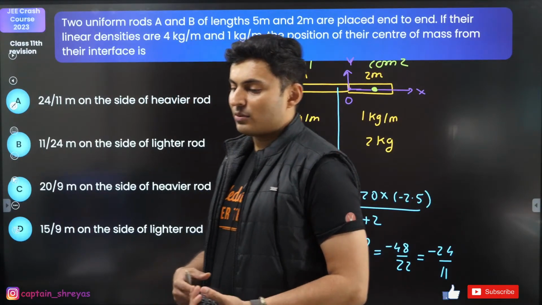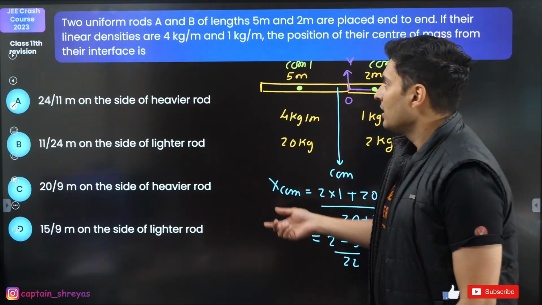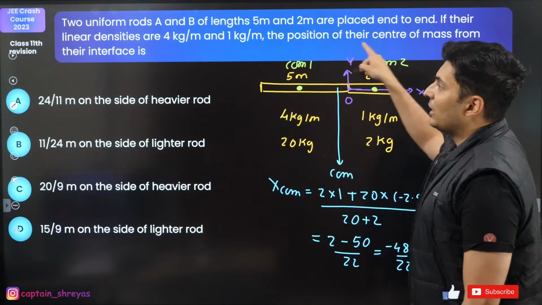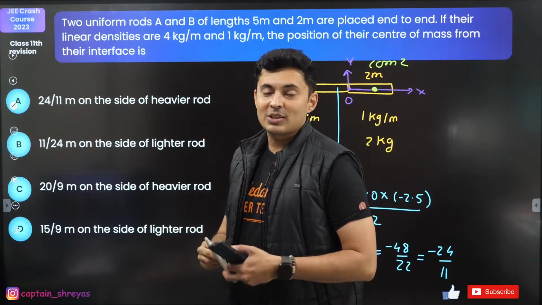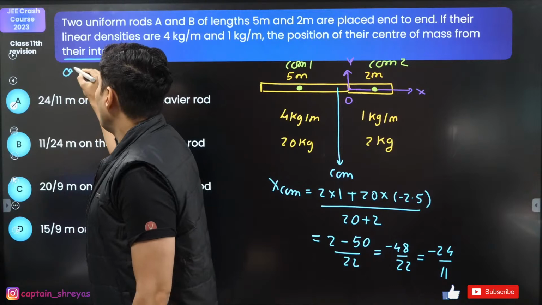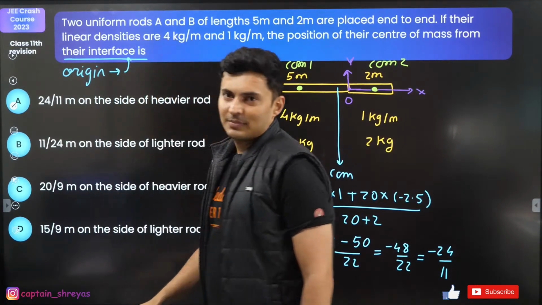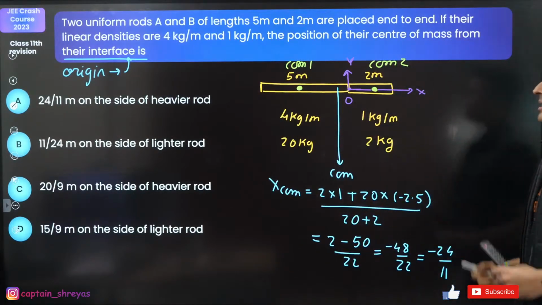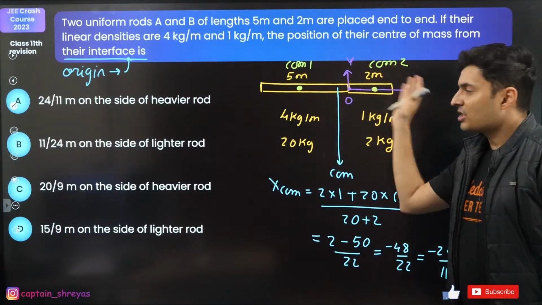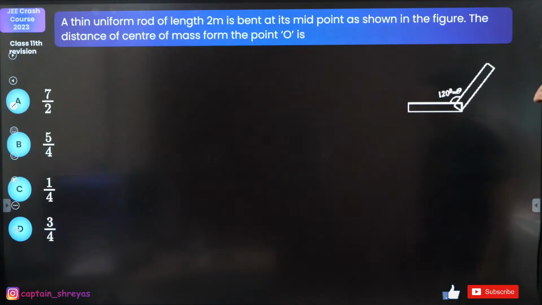Can you take 5 meter as origin? Krishna, yes you can take. But why will you not take? Because the question says of the center of mass from their interface. Already they have mentioned the origin. So that means the origin has to be taken as the interface. That's the understanding of it. Else you'll have to again shift and adjust the distances. I don't want you to do that. It's a waste of time.